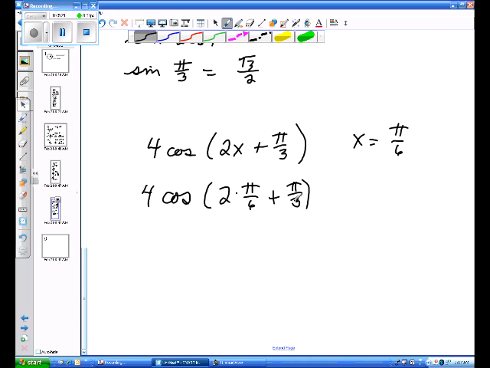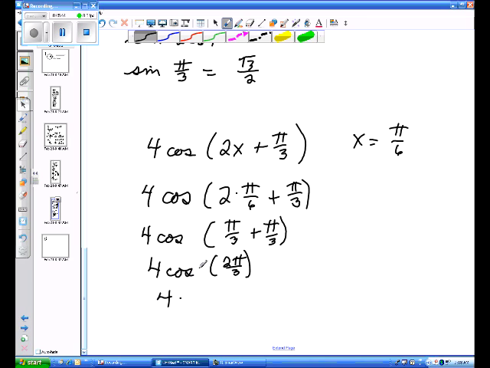Order of operations says we do what's in the parentheses first. So that would be pi over 3 plus pi over 3, or 2 pi over 3. Now we have to evaluate our function. So this is going to be 4 times... Reference angle is 60. Since the denominator is 3, our reference angle is 60. Cosine of 60 is 1/2.